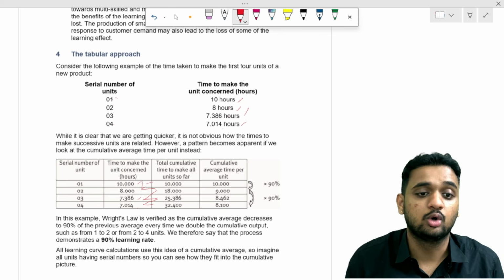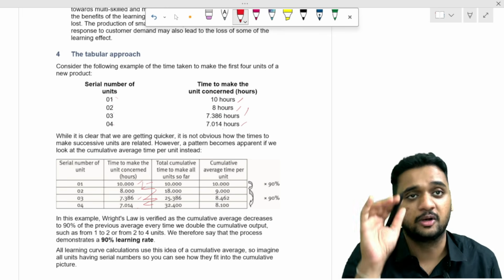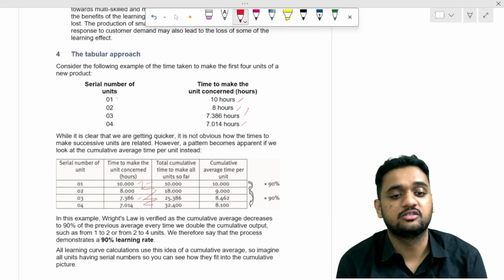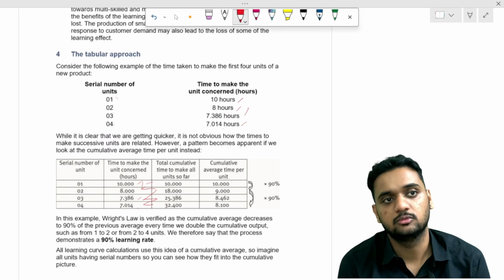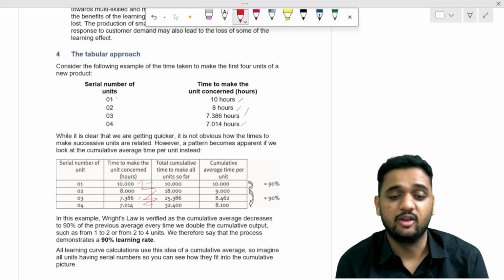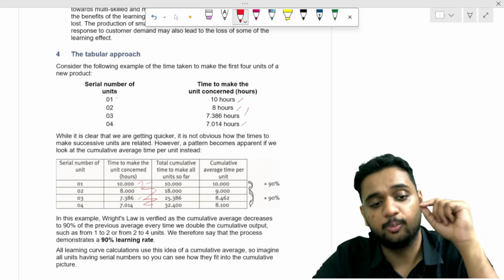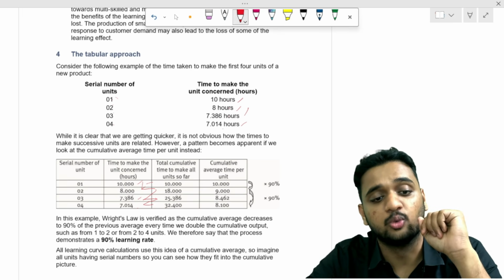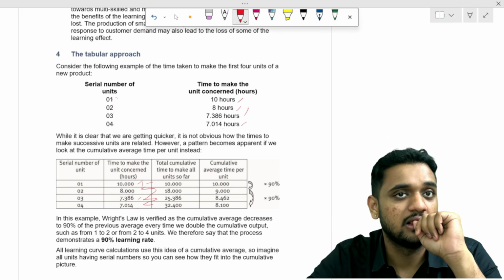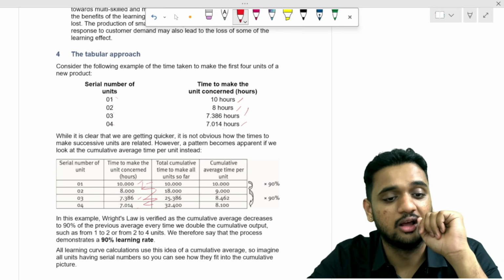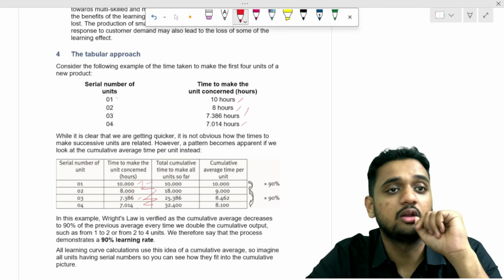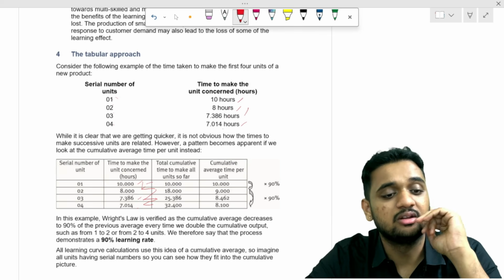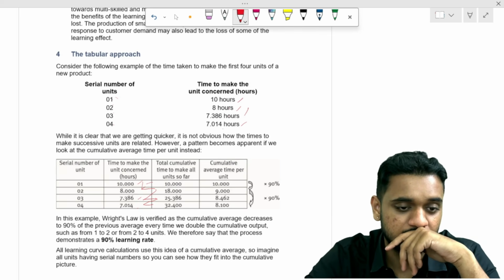Understood? That is the total time taken to produce respective units. See the table and tell me what is the total time taken to produce 3 units? 25.38. What is the time taken to produce the third unit? What is the total time taken to produce 1 unit? 10. What is the total time taken to produce 4 units? What is the time taken to produce the second unit?